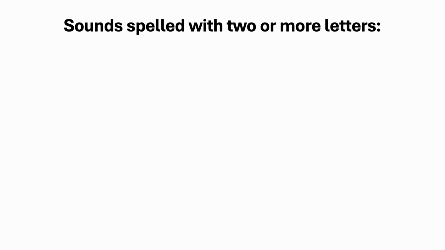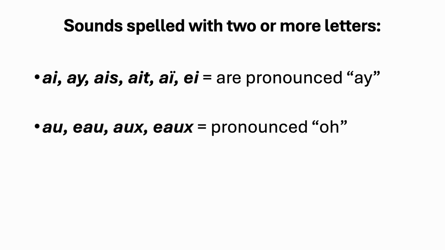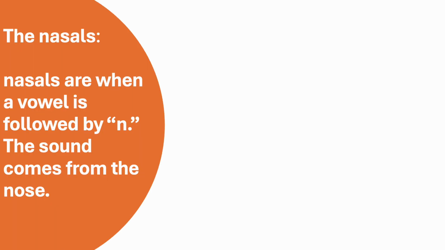Sounds spelled with two or more letters. All of those combinations of letters are pronounced A. All of those letters are pronounced O. The nasals. Nasals are when a vowel is followed by N. The sound comes from the nose. So if you put your finger to the side of the bridge of your nose, you can get it to vibrate, you know you're making a nasal sound.